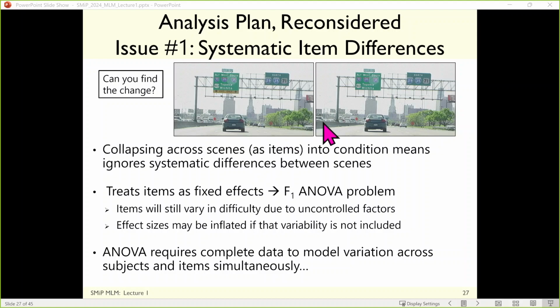So we had pictures that look like this, and there's a lot of ways in which these kinds of pictures can differ from each other, besides just the relevance of the change to driving, and besides just how much of the scene that the change took up in terms of salience. So if we treat these items as fixed effects, meaning that we're not allowing leftover variability, there's a lot of reasons why some of these changes might take longer to detect than others, and effect sizes are going to be inflated if we don't take that variability into account.